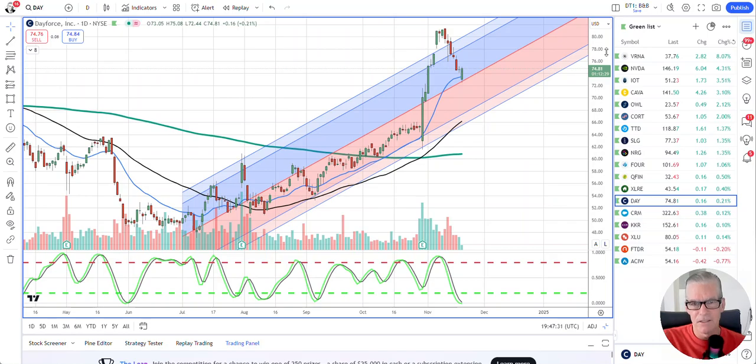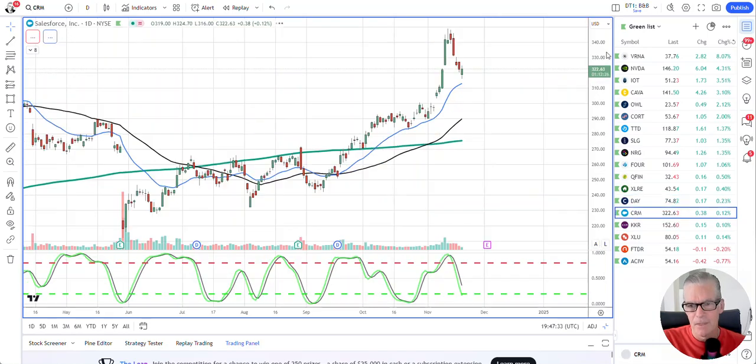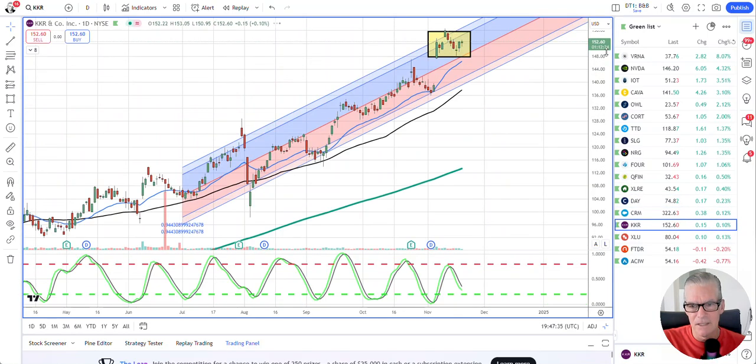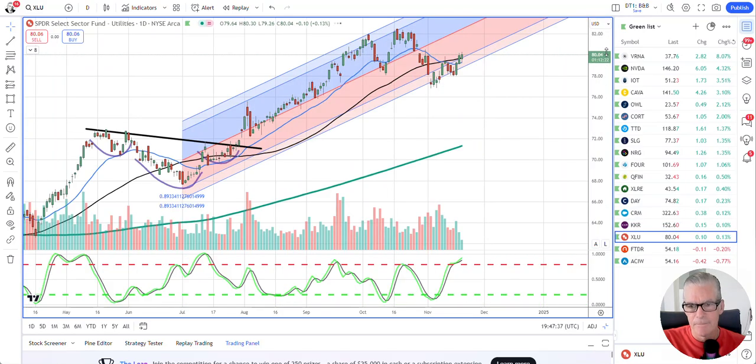Pull back to the rising 21 is a software play. CRM software play, we looked at that. KKR, we're long already. Utilities, finally getting a little bit of traction, kind of a boring play, but this looks pretty good.